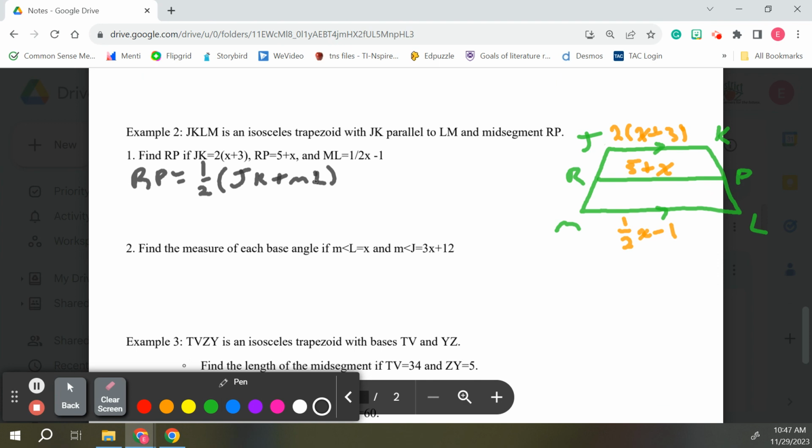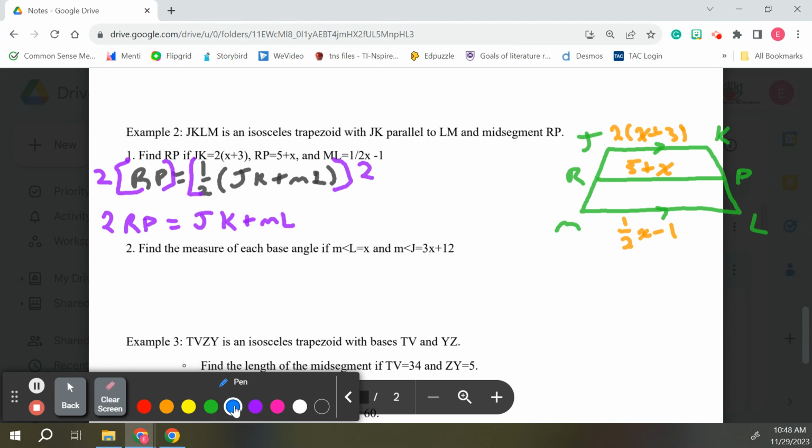So what I'm going to do first is I want to simplify this so I no longer have the fraction. Does that sound good? Let's do that now before we add all this stuff in, right? So I'm going to multiply both sides by 2. And this is going to leave me with 2 RP equals JK plus ML. Now that's a little bit more simplified. So now I'll take this and I'll substitute it in here and then solve.